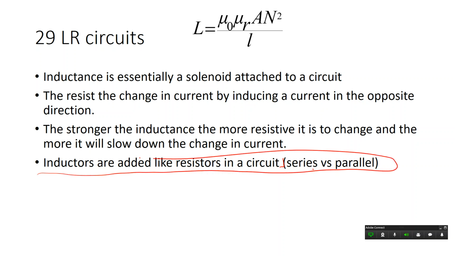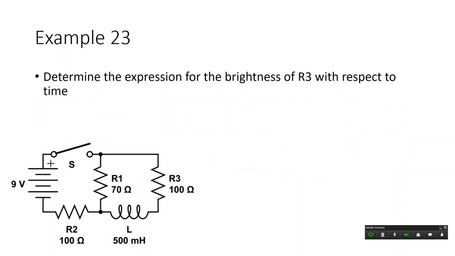So okay, here the question is: determine the expression for brightness of R3 with respect to time. So how is R3's brightness changing as time goes on? Brightness depends on which variable? Yeah, I. Okay, so that means we need to find an expression for I in order to find an expression for power, which is brightness. So let's find an expression for I here. Now, what is the current passing through this branch of the circuit? Initially, how does an inductor behave? It's what?